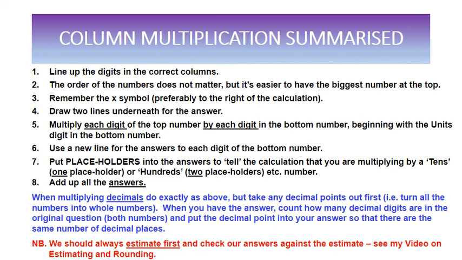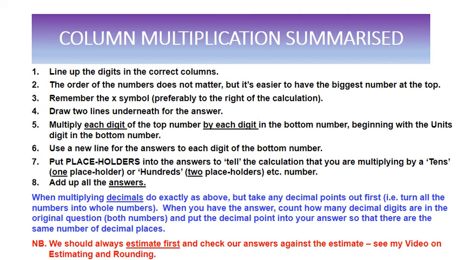Then multiply each digit of the top number by each digit of the bottom number, beginning with the units digit in the bottom number. Use a new line for answers to each digit of the bottom number, and remember to put placeholders into the answers to tell the calculation that you are multiplying by a tens. So 1 placeholder for that, or hundreds, 2 placeholders for that, etc. And then you add up all the answers.